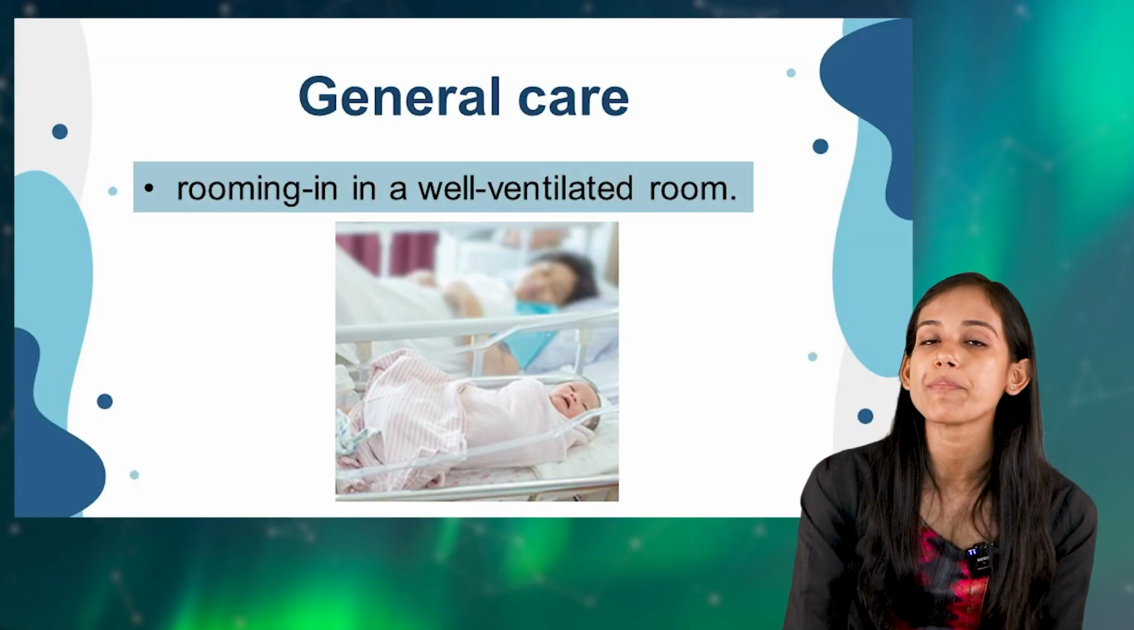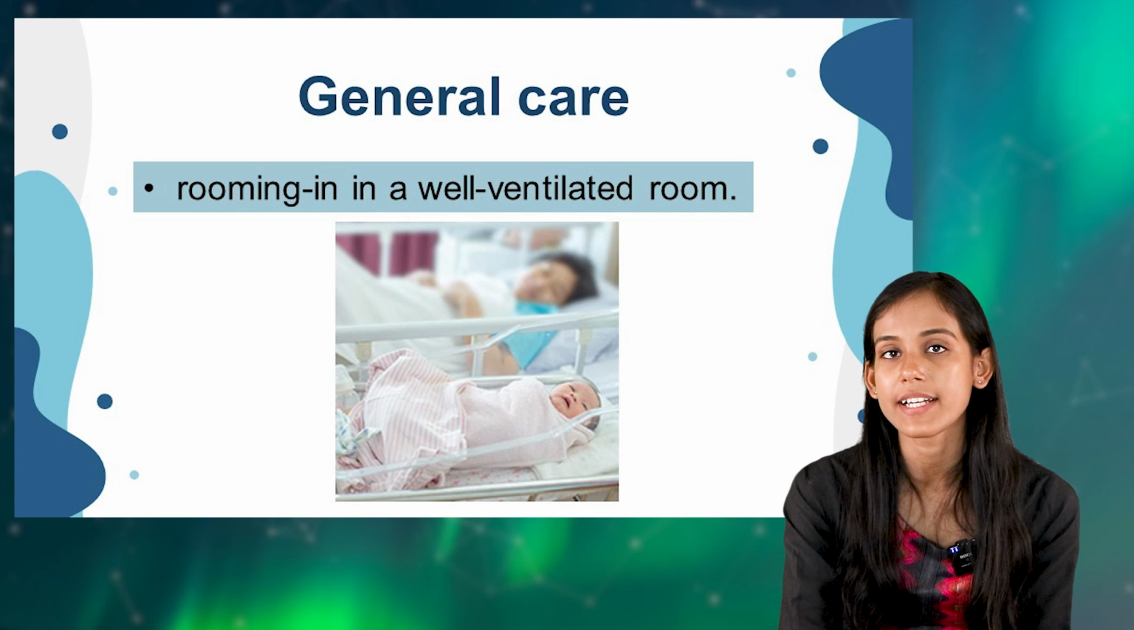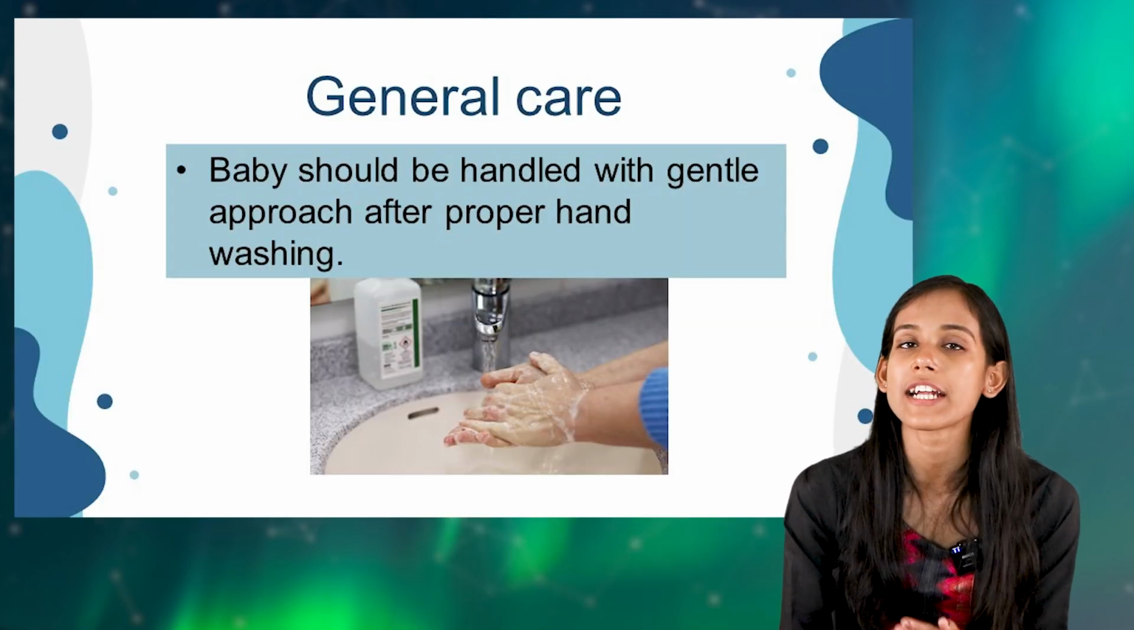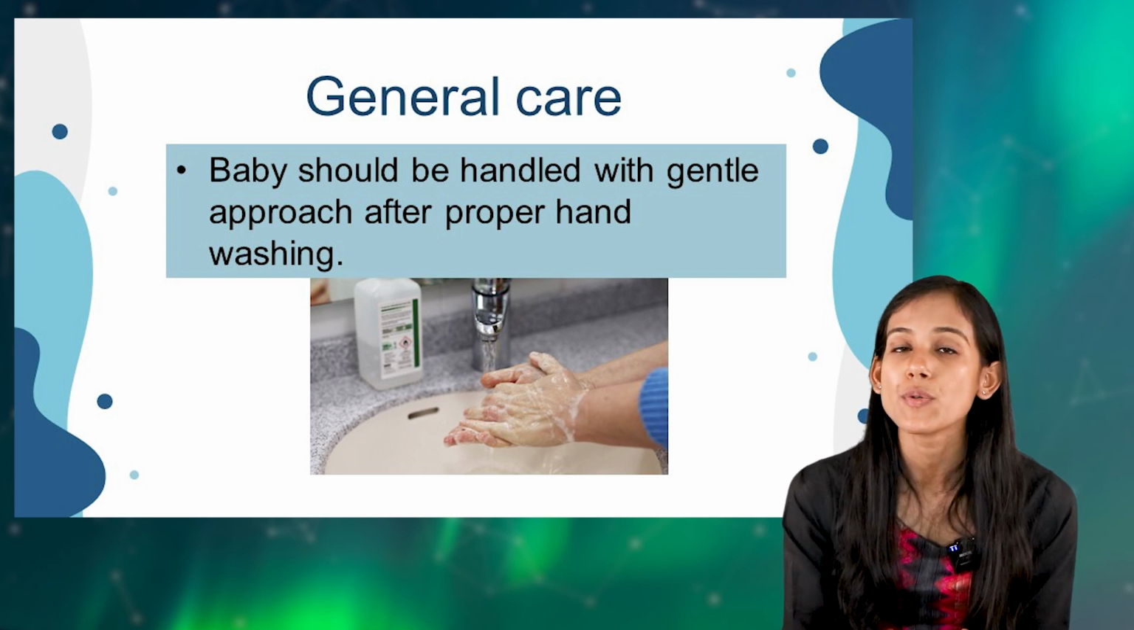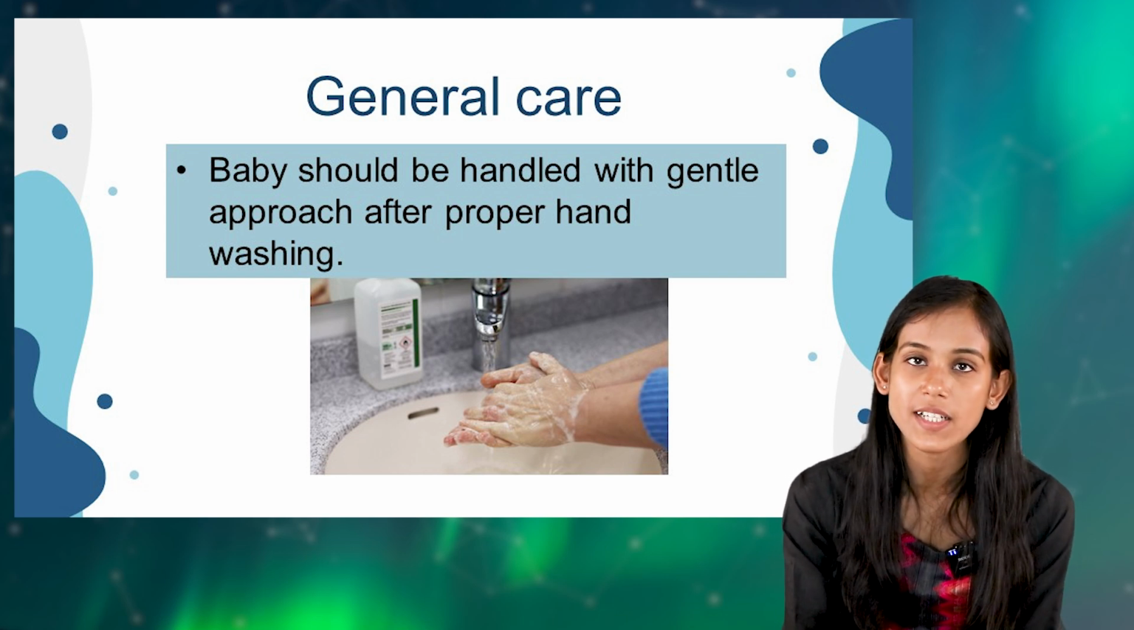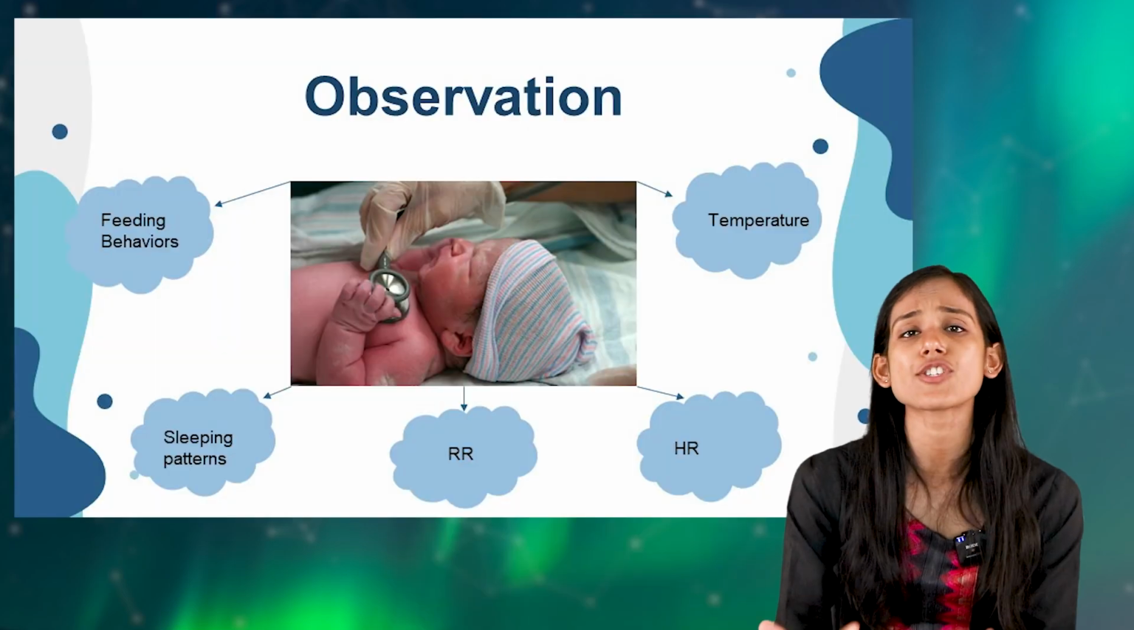Now, what is the general care that we should keep in mind? Here, two important things are there, that is bedding in and rooming in. Baby should be kept with the mother continuously. There should be skin to skin contact unless it is contraindicated. Whenever you are handling the baby, you should do it with a gentle approach, and you should always do proper hand washing before handling the baby. One more thing is you can make the baby sleep in supine position, because that would prevent sudden infant death syndrome.